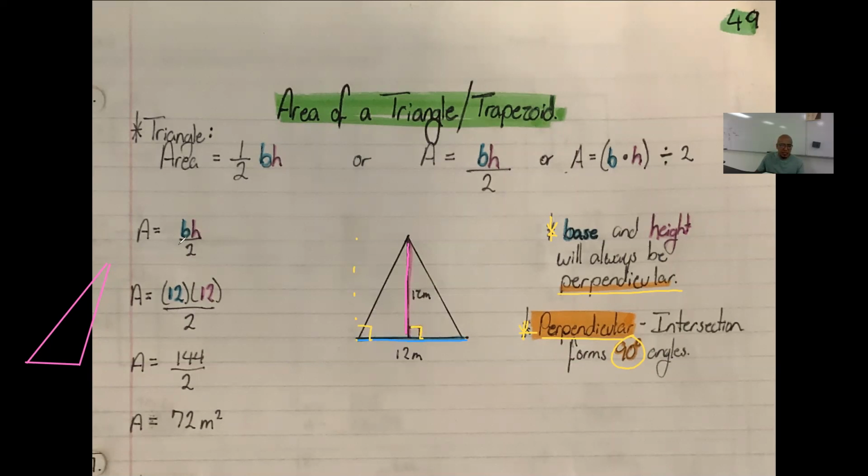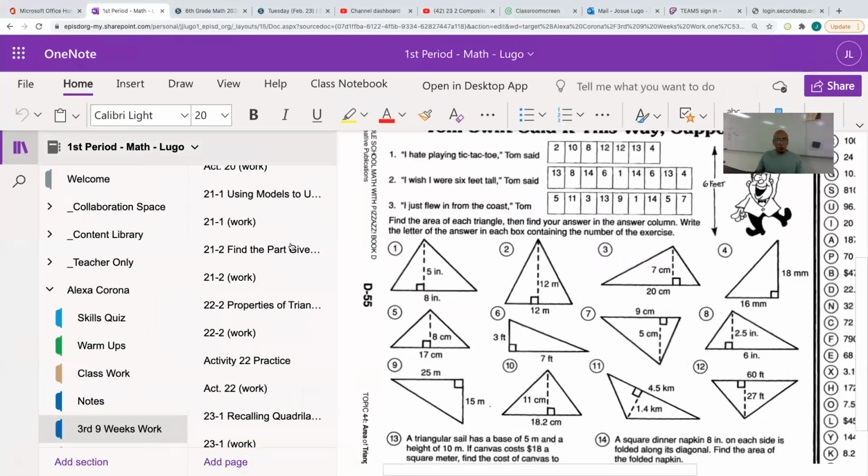In this case, the base is 12, the height happens to be 12, and then we're going to multiply those and divide by 2. 12 times 12 is 144, divided by 2. So the area would be 144 divided by 2, which is 72 square meters. So again, ladies and gentlemen, regardless of the triangle, as long as you know what the base and the height are, you just multiply those together and then you divide it by 2.